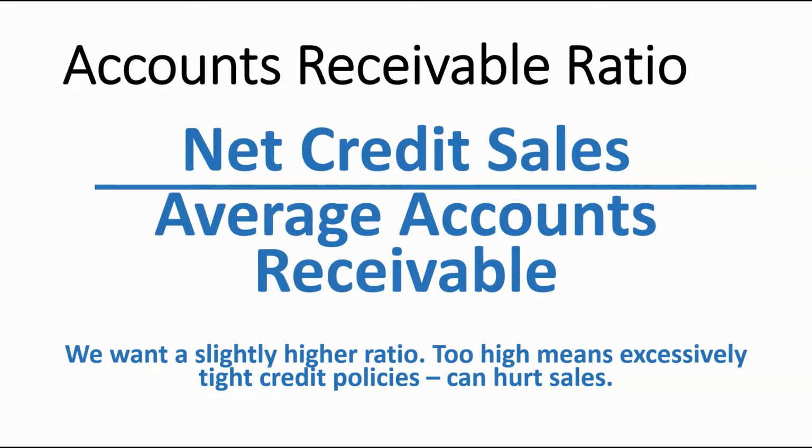Number 4, one of my favorite ratios, accounts receivable ratio. It basically means whenever we're selling something on credit, how much are we getting back? So what are the net credit sales divided by average accounts receivable? How much are we receiving from the sales that were sold on credit? So we obviously want a slightly higher ratio here because it means that we're recovering our credit sales.